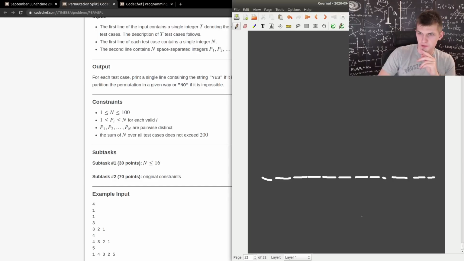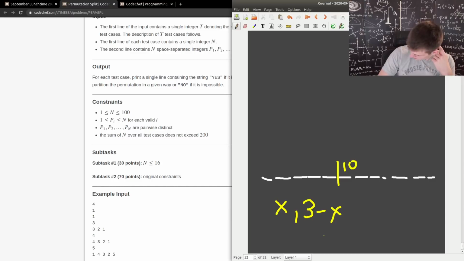After processing some prefix, for the next number, let's say that we have 5 here. I know the number of smaller numbers on the left, and I will have a choice. Let's say that this number is 10, and there are 3 smaller numbers on the left. Then I will have a choice between x and 3 minus x, where x is the number of those bigger numbers in one of the two subsequences.